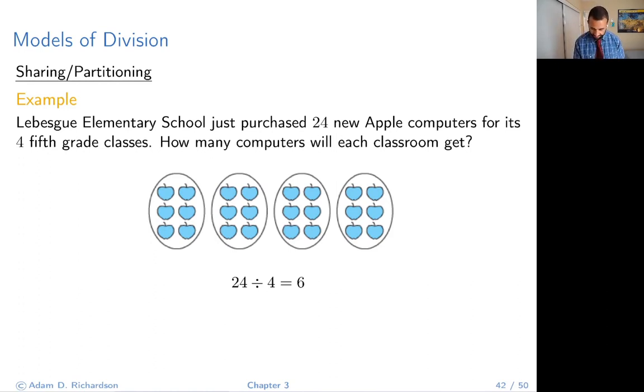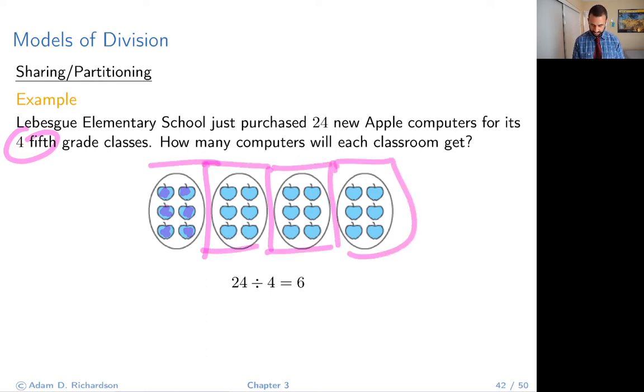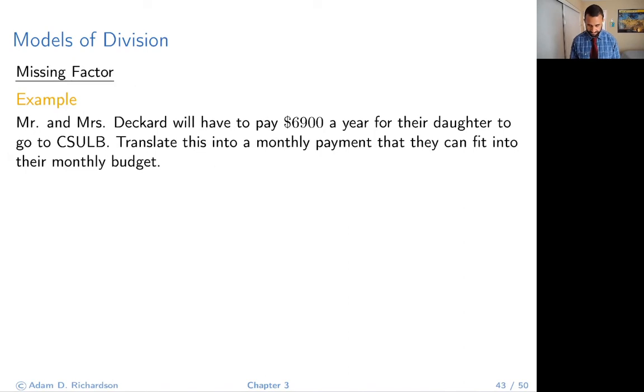Each apple here represents a computer, and we have 4 5th grade classes. So we're going to take these 24 Apple computers and partition them into classrooms, and we want each classroom to have the same number of computers. Exactly. And in that case, it's going to be 24 divided by 4, which is 6. So that's sharing and partitioning. Okay.